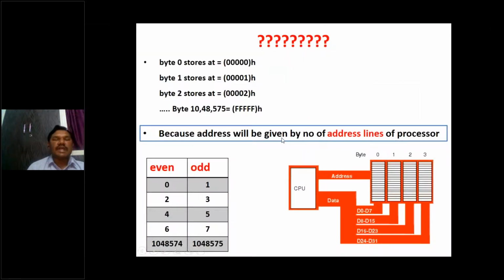The address will be given by the number of address lines of the processor. So how do we calculate this address? Why should I take 10,48,575 as the last one, and why should I take the first one as byte 0? Because the address will be given by the number of address lines of the microprocessor.